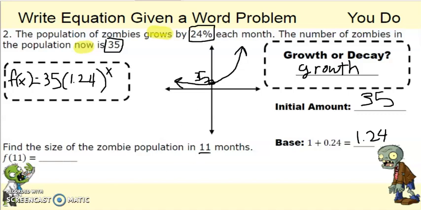We're going to find the population after 11 months. So instead of x, we plug in 11. So in the calculator, you're going to type 35(1.24)^(11), right, enter. When you put that in the calculator, we get about 373 zombies.